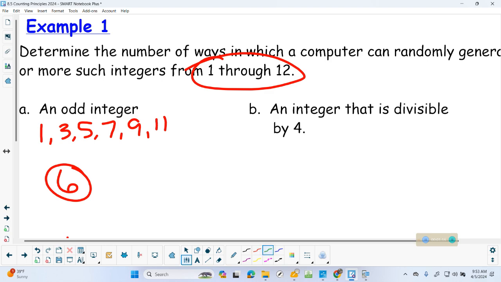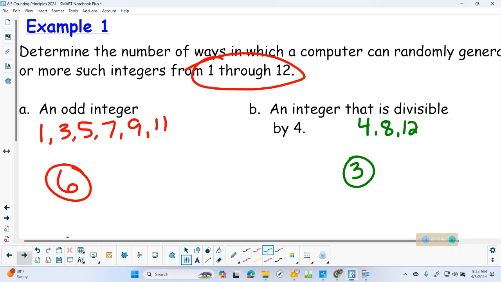An integer divisible by 4. So first list them, 1 through 12. What are the integers you could divide by 4 evenly? 4, 8, 12. So our final answer is... It's going great. I know, it's good stuff.